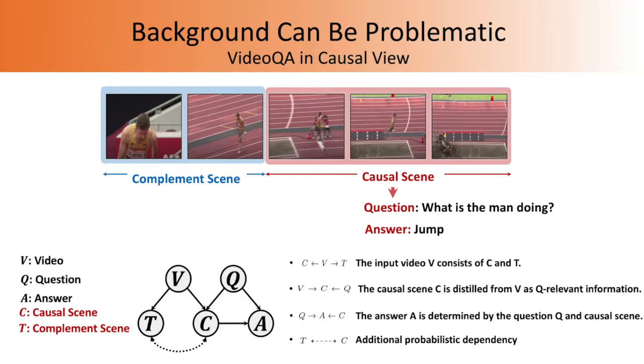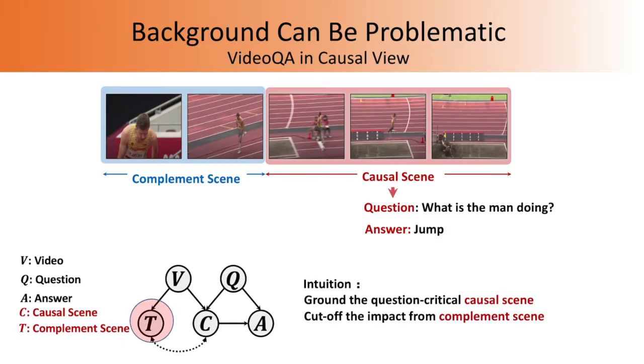From the perspective of causality, we formulate the causal graph to address this problem. Given the question, we can define a causal scene that distills the question relevant information from the video, and leaving the rest of the video as a complement scene. The answer A is determined by the question Q and the causal scene C, which reflects the visual linguistic alignment. Considering the example above, C is the last three frames that explain why jump is labeled as the ground truth answer to the question. The dashed arrow between the complement T and the causal scene C summarizes the possible probabilistic dependency between C and T. Such dependencies are usually caused by selection bias during the data collection or annotation.